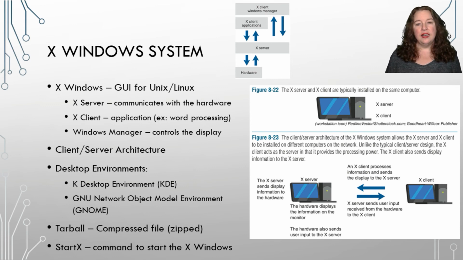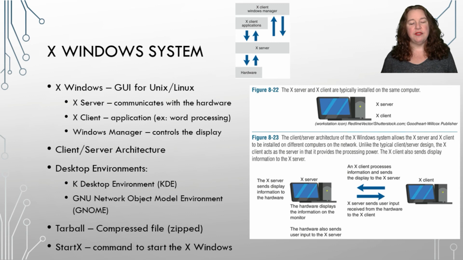With the X Client, you can process information and send the display to the X server. So you can choose to have the server on one machine and the client on the other, or you can choose to have them both installed on the same computer. That's an option. But understand that the entire X Windows system has to have both a server and a client. Whether they're on the same machine or not, they both have to be there.